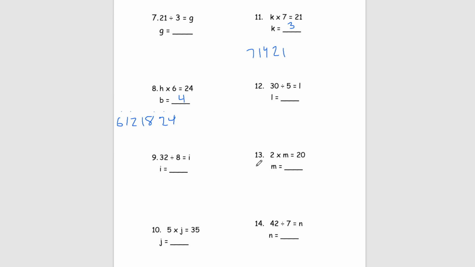And lastly, for number 13, we have 2 times m equals 20. What is m? And basically, we already know that anything divided by 2 is going to be half of it. So looking at 20, what's half of 20? Well, we know that number is 10. So our answer for number 13 is 10.